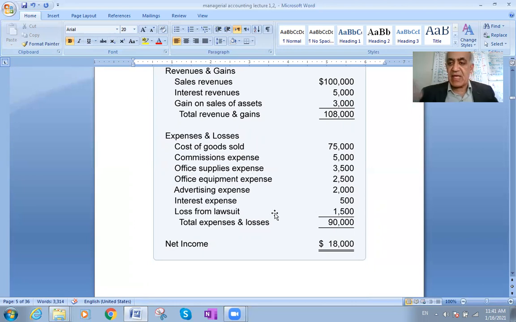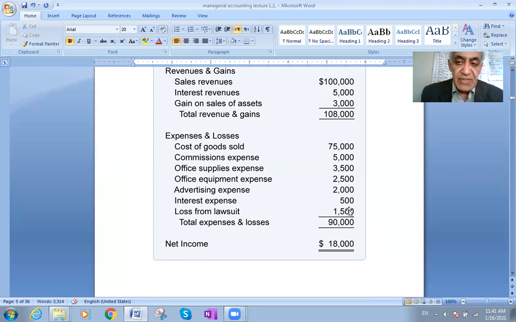Okay, loss from lawsuits. Lawsuits means they pay for lawyers, $1,500. This is losses, 1,500. Then all your expenses, when you count all this together, 75 plus 5 plus 3.5 plus 2.5 plus 2 plus $500 plus 1,500, all this comes to $90,000. So you have your revenues 108,000 and you have your expenses 90,000.